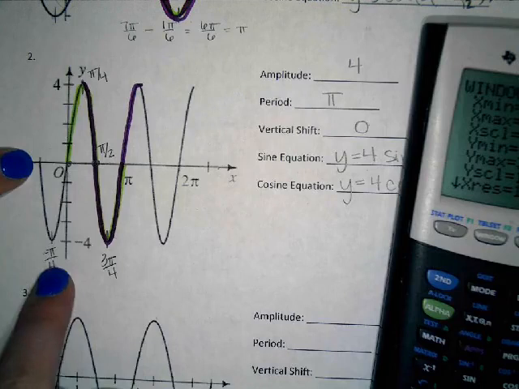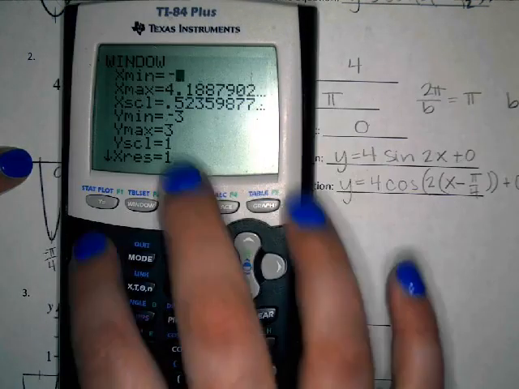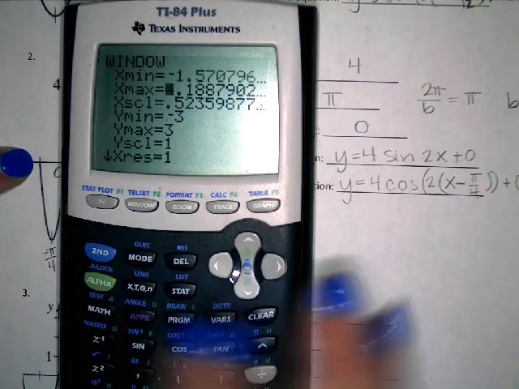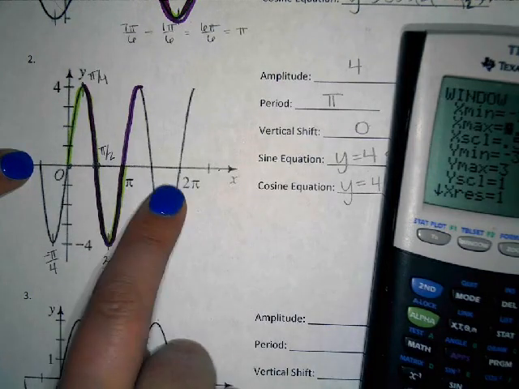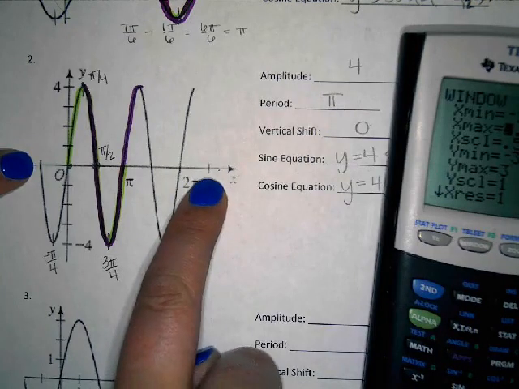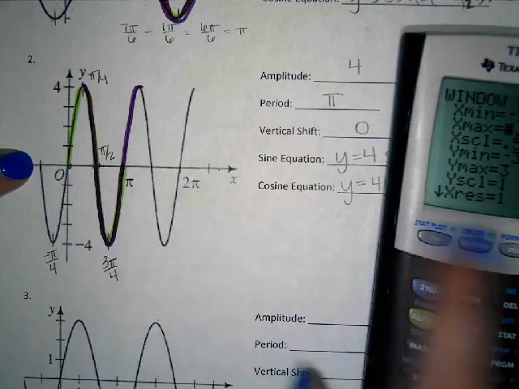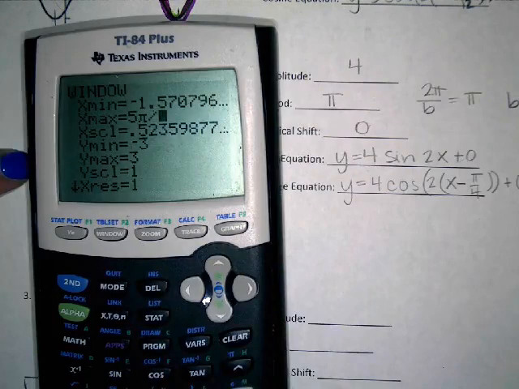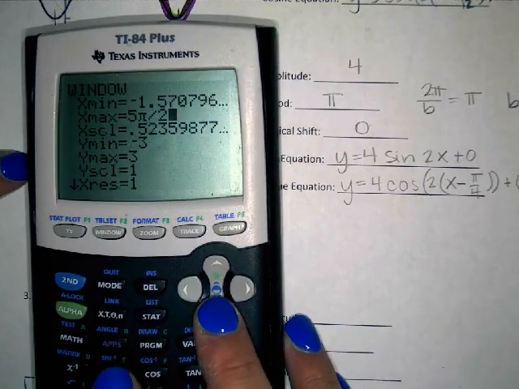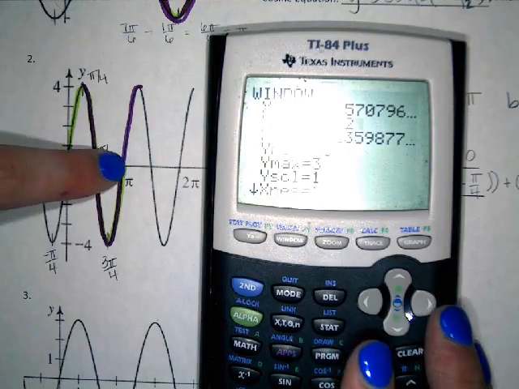Negative pi halves. Okay. This is 1 pi halves, 2 pi halves, 3 pi halves, 4 pi halves, that's 2, and then 5 pi halves. That's how far it went to the right. Does everyone see that? So 5 pi halves is how far I'll go to the right. And then each individual line is just pi halves. So for my scale, I'm going to do pi halves.